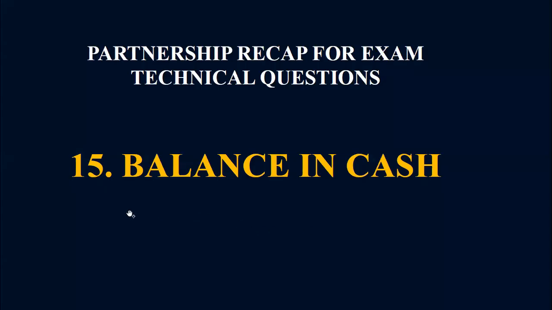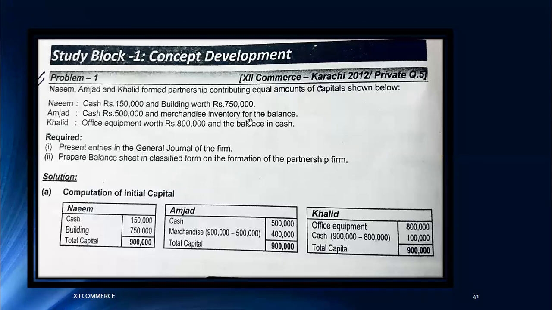Balance in cash. This is another last part of the technical, strategical part of this problem-solving. What you have to do is find the balance in cash. This is the vocabulary word that you will find in different questions, where we have Mr. Naeem, Amjad and Khalid, and at the end you have to find Mr. Khalid's cash. As you know, Khalid's capital is 900,000. You will subtract the given assets and find the value of balance in cash.